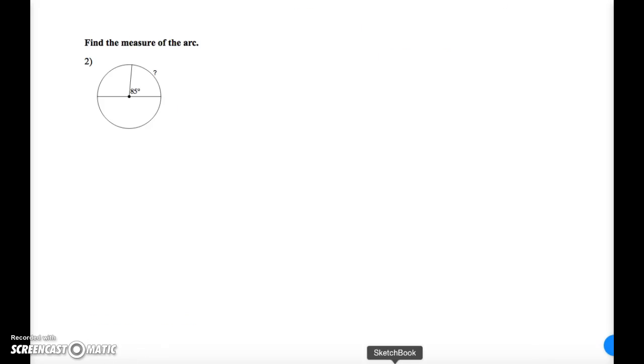This question says, find the measure of the arc. And if you remember, the measure of the arc is equal to the central angle. So this is our central angle, which is 85 degrees. So this arc is also 85 degrees.